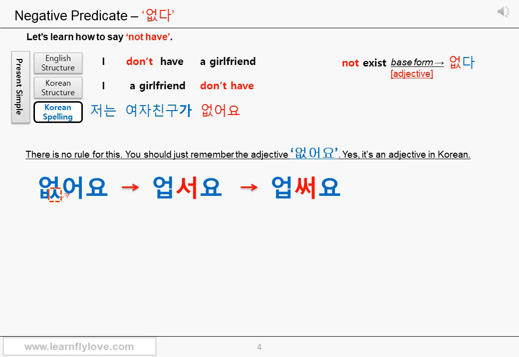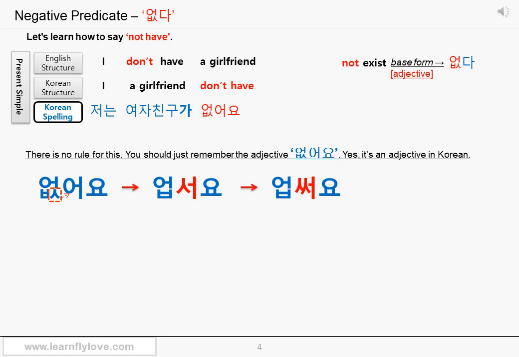저는 a girlfriend, 여자친구 plus the subject particle 가, 여자친구가. The subject particle 가 is used instead of the object particle 을 because the predicate 없다 that you are going to use next is not a verb but an adjective in Korean. You can also think that I is a topic. As for me, if I talk about myself, and a girlfriend is the actual subject. A girlfriend doesn't exist. Not have.